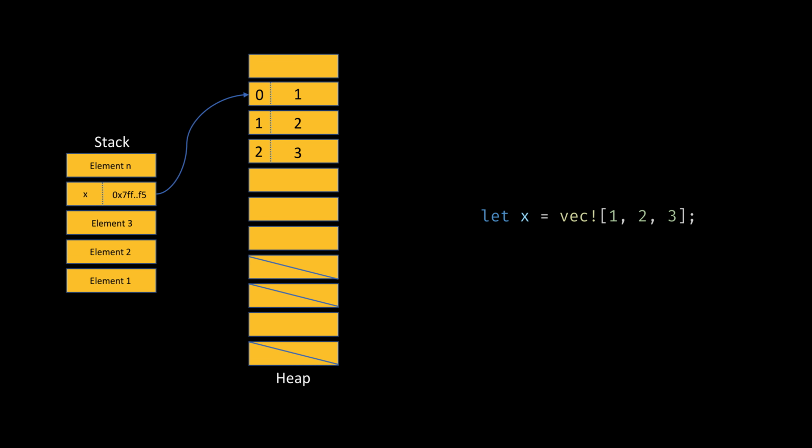Finally, using Vec, or a vector, to allocate a dynamic array on the heap. A vector or a dynamic array is created on the heap using the vec macro. Vec is useful for storing a variable number of elements and can automatically resize when necessary.